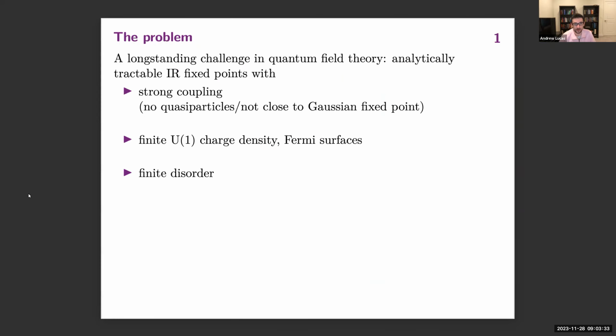The problem that this talk will try to address is a long-standing challenge in quantum field theory, which is to find some tractable IR fixed points of the renormalization group with strong coupling, finite disorder, and ideally also some conserved charge and a finite density of that charge. This problem is motivated, at least to me, by experiments on the so-called non-Fermi liquids or strange metals, where we believe that all three of these ingredients are present.